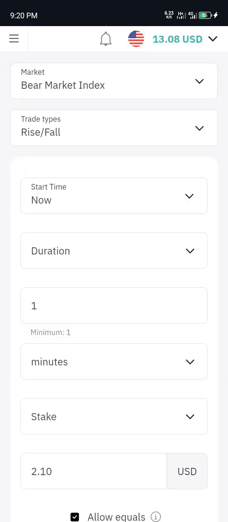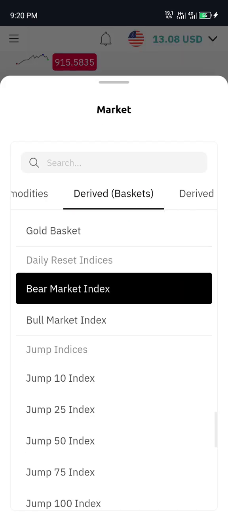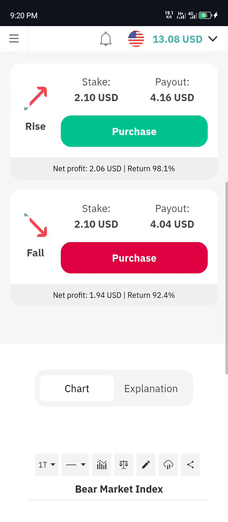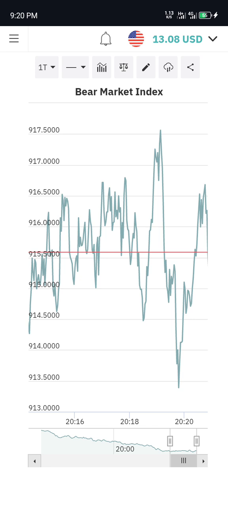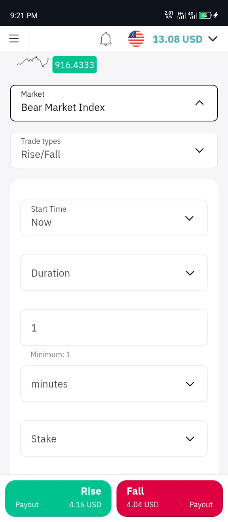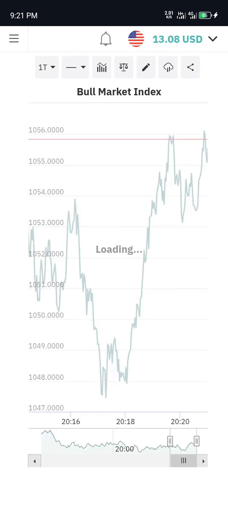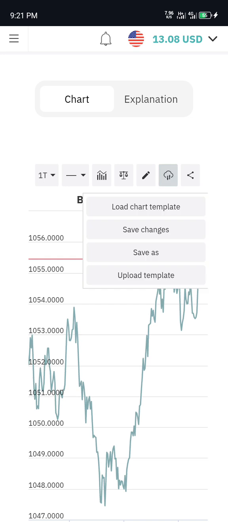I check daily reset indices. I check the bear market index. It's still too spiky. Take a look at it. Too spiky and so uncoordinated. We cannot trade such a trend setup because it lacks a clear direction.